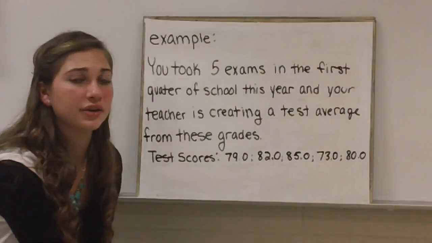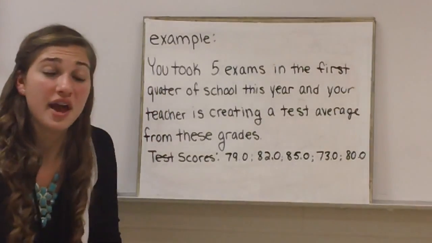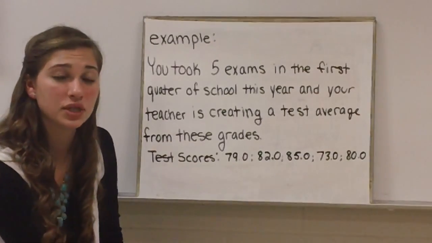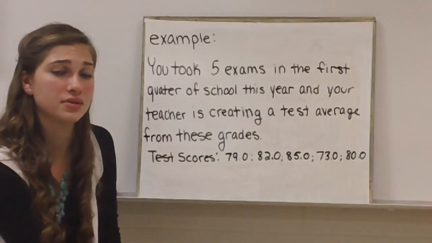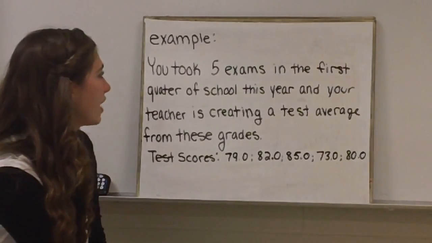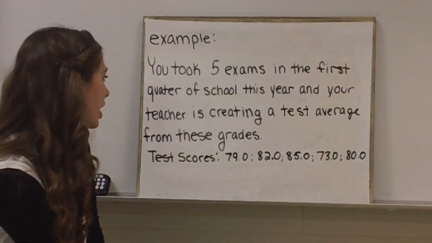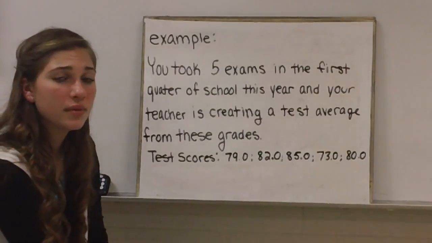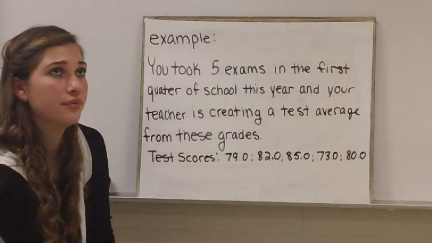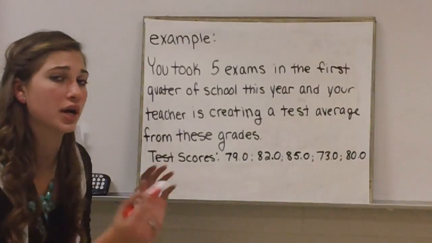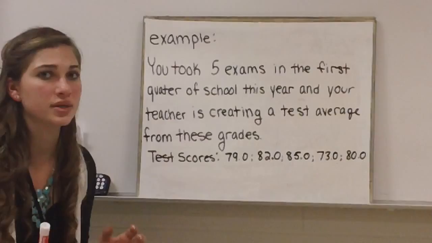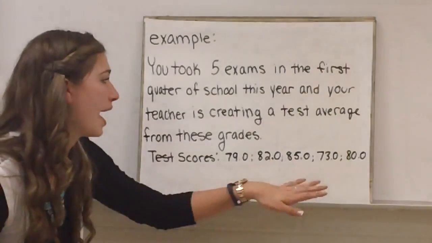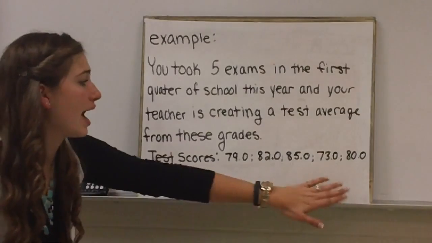So we're going to have to calculate average atomic mass for the elements. But first let's deal with a non-chemistry example, just to get the hang of it, and then we'll do a chemistry example. You took 5 exams in the first quarter of school this year, and your teacher is creating a test average from these grades. You take all the grades and average them together. In order to average, you add them all up and divide by the number that you have. Here we have 5.